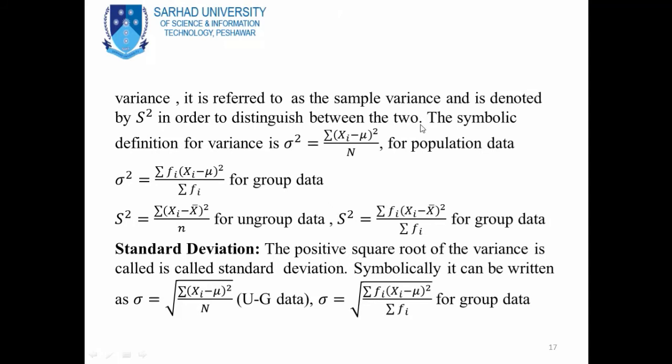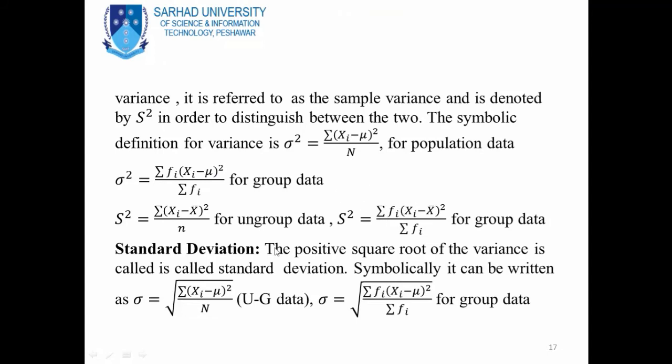So in case of populations, the variance is calculated by this formula in case of ungrouped data, and in case of grouped data, variance is calculated by this formula. Similarly, for the sample, variance is calculated for ungrouped data by this formula, and for the grouped data we use this formula.